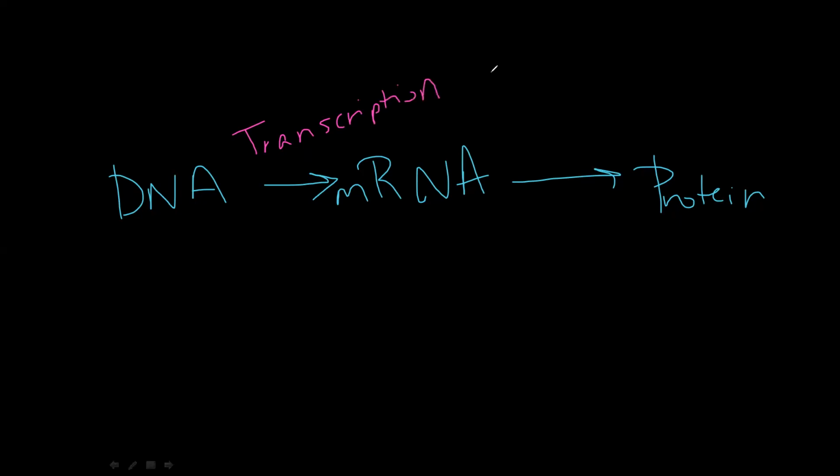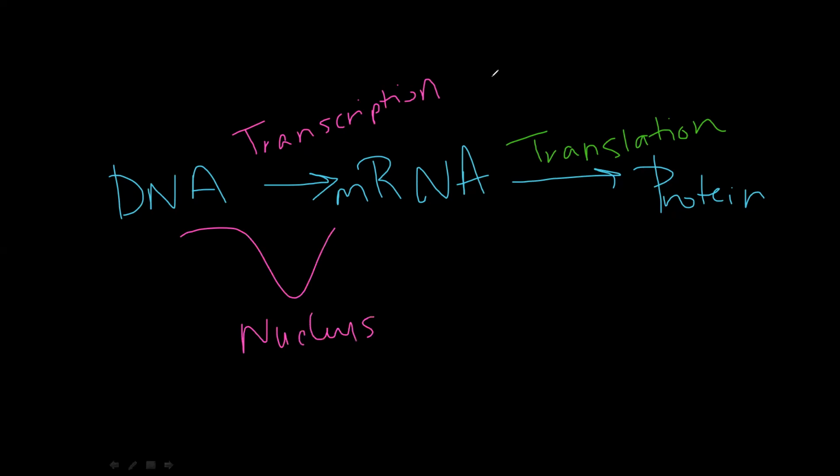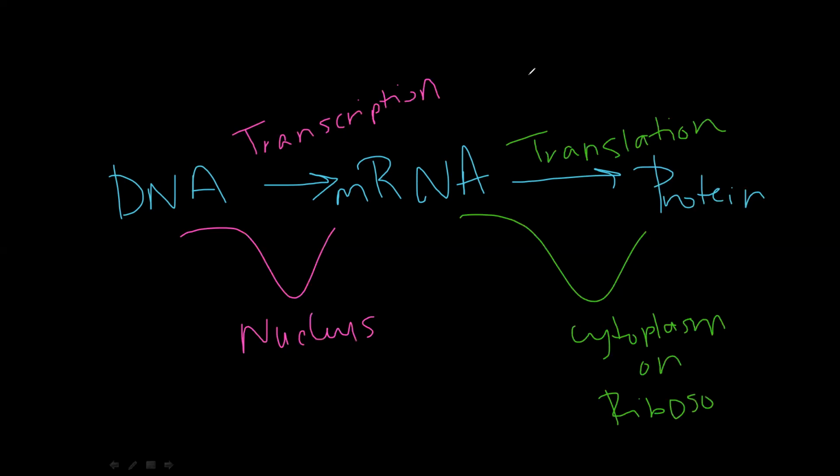Going from RNA to our protein, we call translation. So be careful with these two, transcription versus translation. Transcription occurs in the nucleus. Translation occurs in the cytoplasm, and more importantly, on a ribosome. So I hope that makes a little bit more sense when you're trying to keep all these concepts together of what in the heck is going on. I know it can be a little bit confusing.